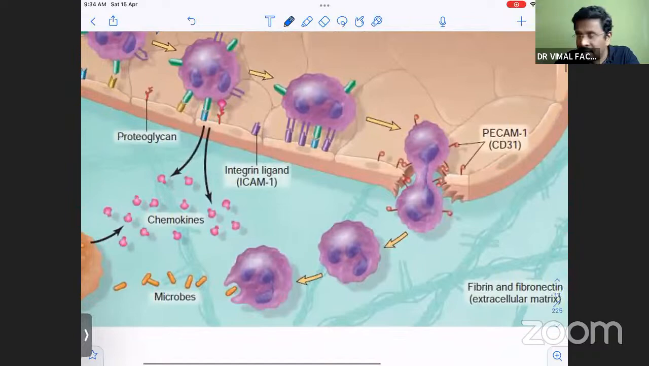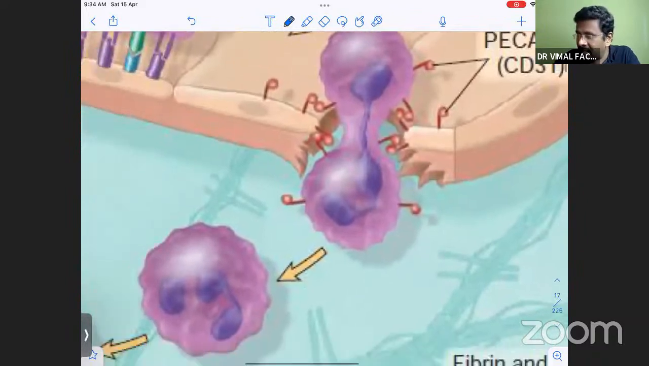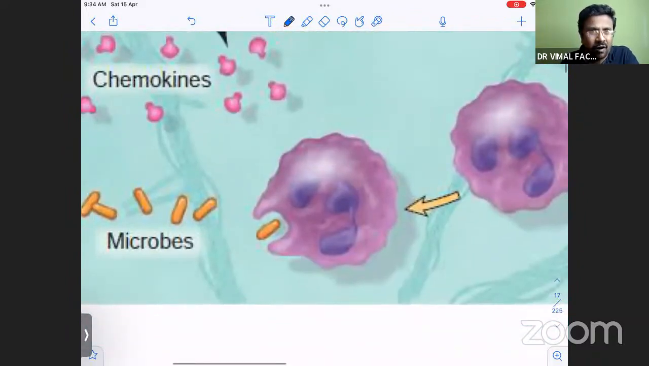How will they move out? This process is called chemotaxis. What is chemotaxis? The cell has come out of the blood vessel, but it has to move to the site of war, that is where the microbial agent is sitting. The microbial agent will be liberating some chemical mediators. Attracted by these chemical mediators, the cell will move in the direction of the microbial agent. So this process is called chemotaxis: attracted by a chemical gradient, it moves to the site of injury.